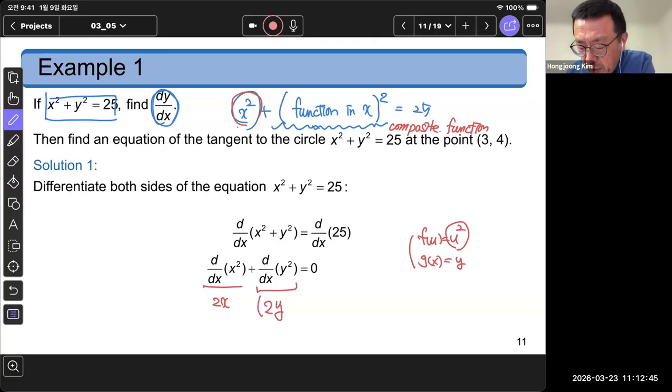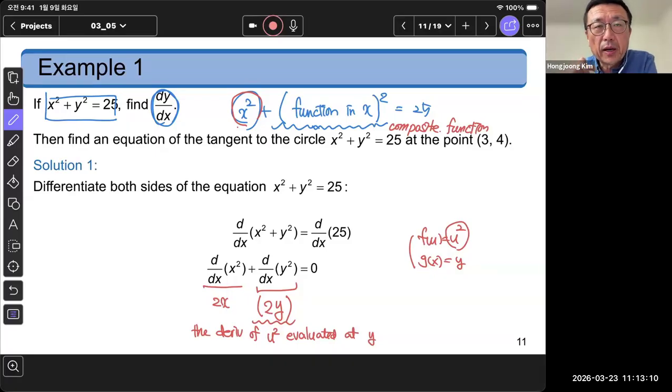Right? So this is the derivative of the outer function evaluated at the inner function. So this is the derivative of this u squared function, the outer function, evaluated at the inner function y. And you must multiply by the derivative of the inner function. What is that? dy dx. And that must be the derivative of the right hand side.